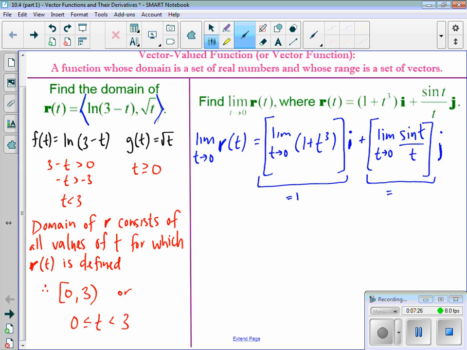So if you need to write yourself a little L'Hopital's note there, that's fine. So this just turns into 1i, which is just i, plus 1j. So that's your answer. You can write it like that. Or the other way to write it is 1 comma 1. Okay, same thing. So questions at all?